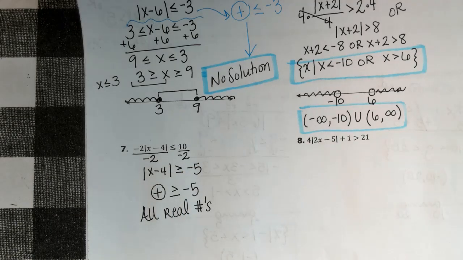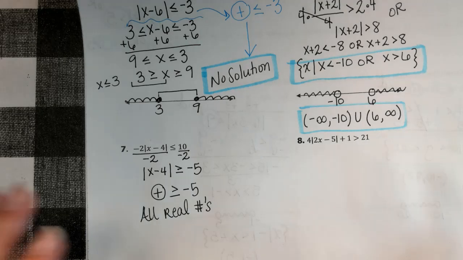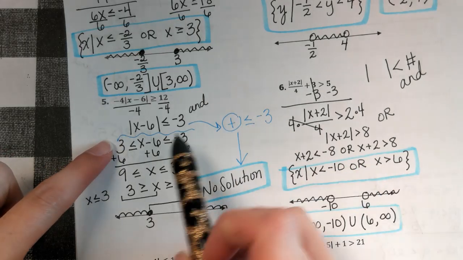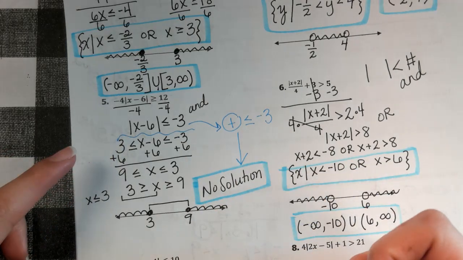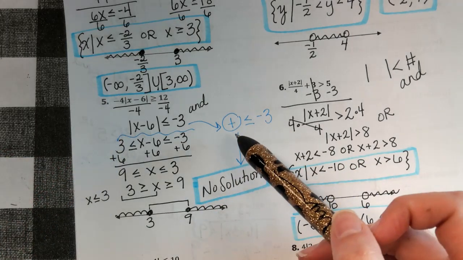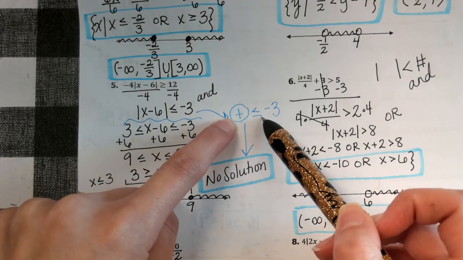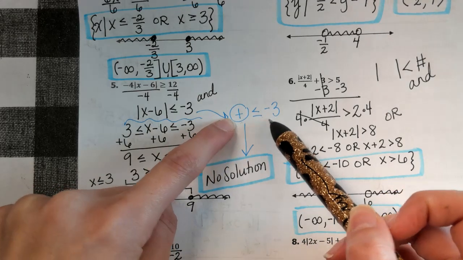Now with inequalities, if you have a negative, you should have a red flag going off. It's going to be one of my special cases, but which one is it? If it's true, then it's all real numbers. If it's not true, then it's no solution. So here, we had a positive is less than a negative. Not true, no solution.